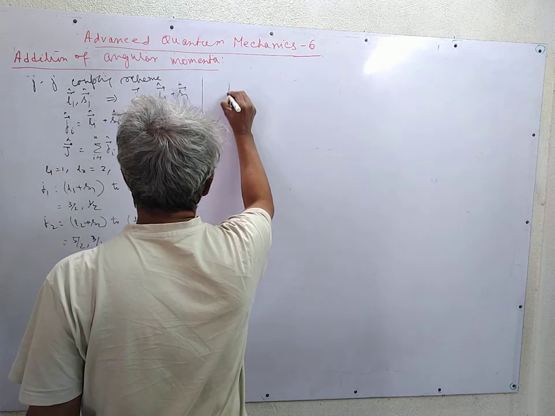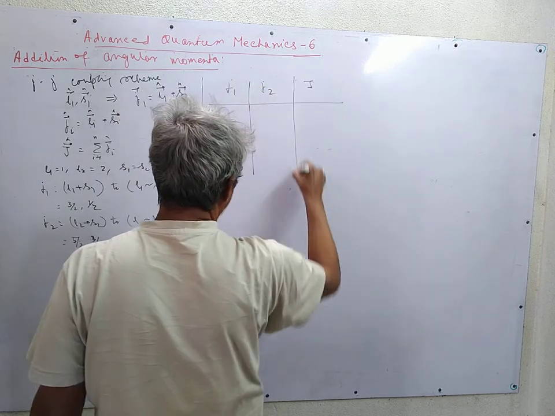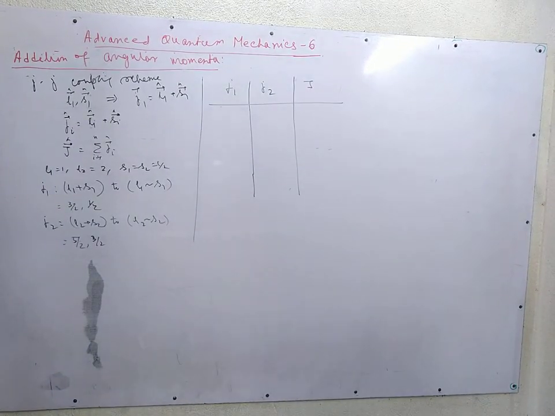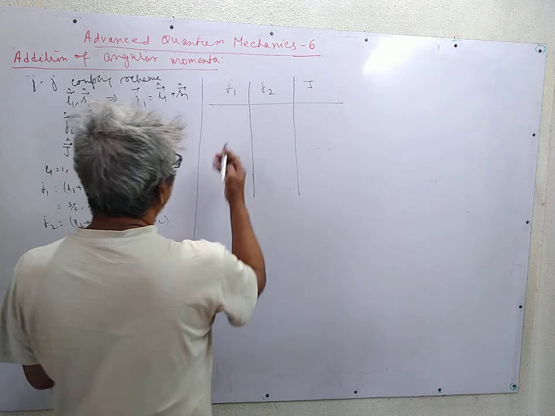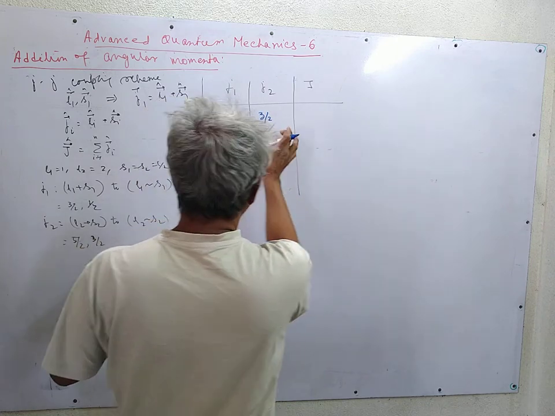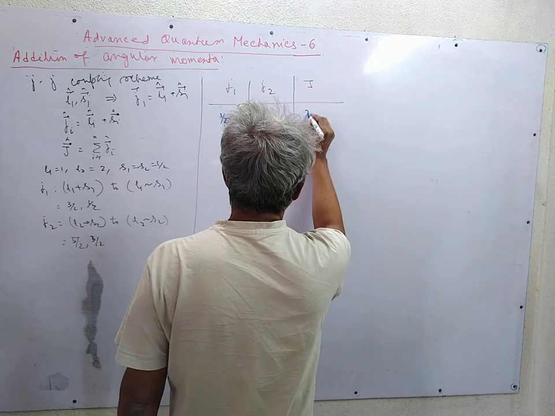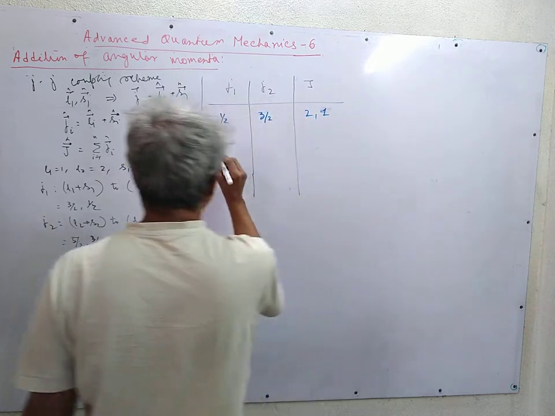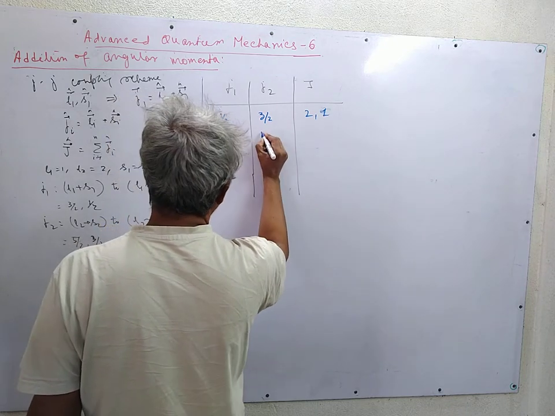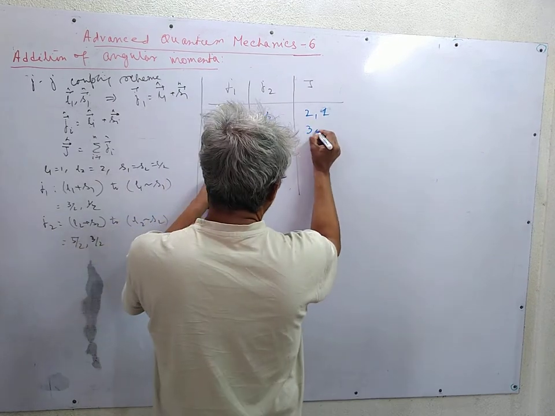So we make a table of J1, J2 and J. For each J1, capital J will be determined as in the case of the coupling scheme. We consider J1 equal to half and J2 equal to 3 by 2. Then J values, if we add these two, there will be two values: 2 and 1. Then for J1 half and J2 5 by 2, again we will have two values, 3 and 2.